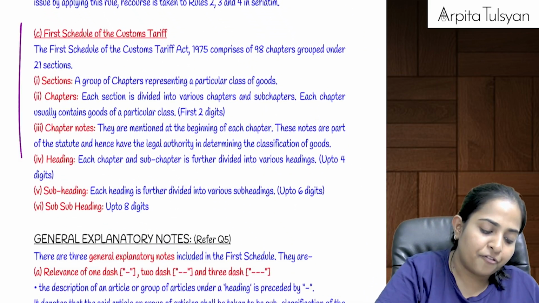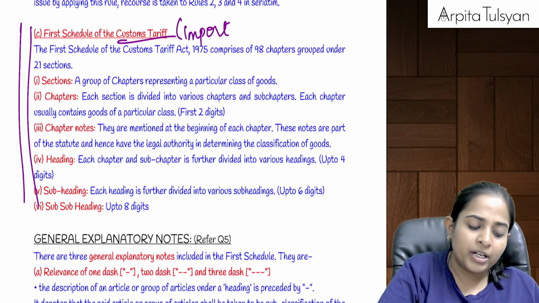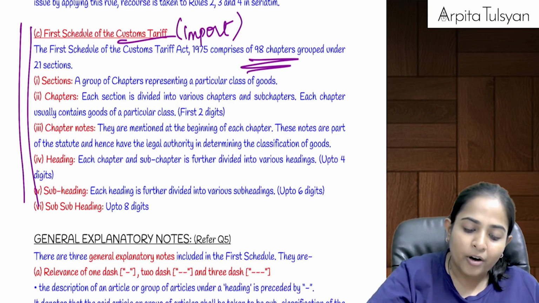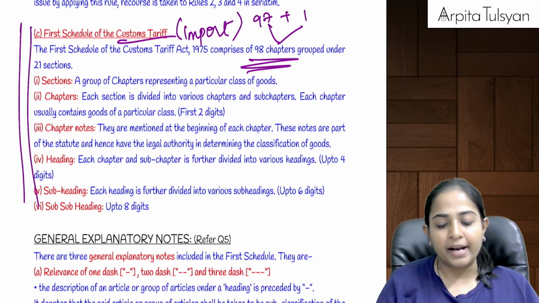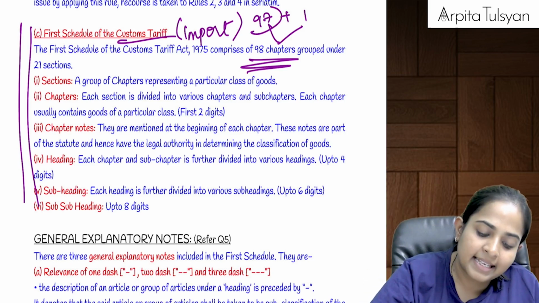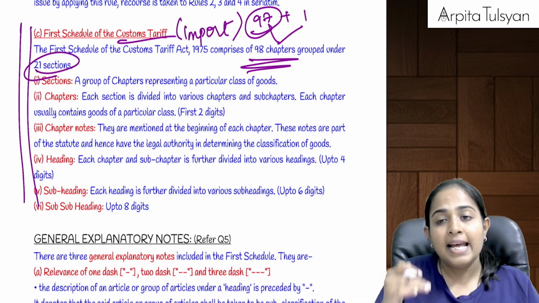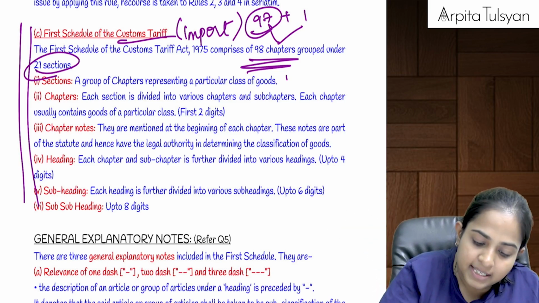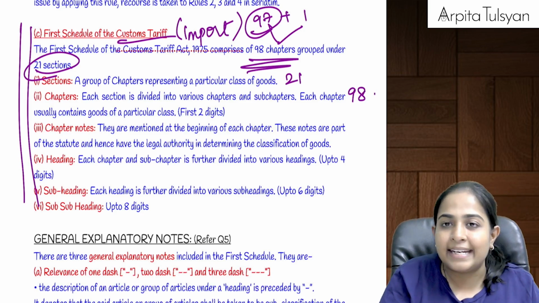Now this first schedule of the Customs Tariff Act, which talks about the import duty, comprises 98 chapters. Actually it is 97 plus 1, I'll tell you later on why. But 97 chapters are universal, grouped under 21 sections. So the section is the main thing. There are 21 sections here, and these 21 sections are divided into 98 chapters.